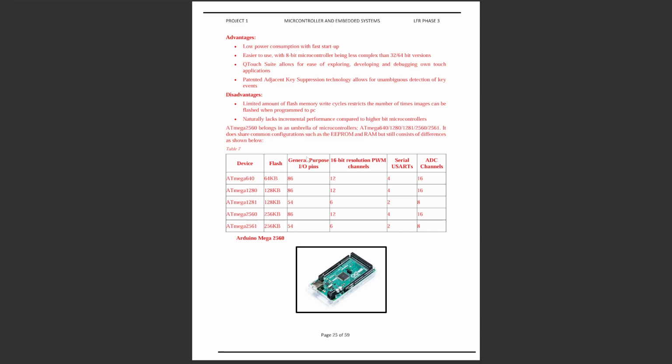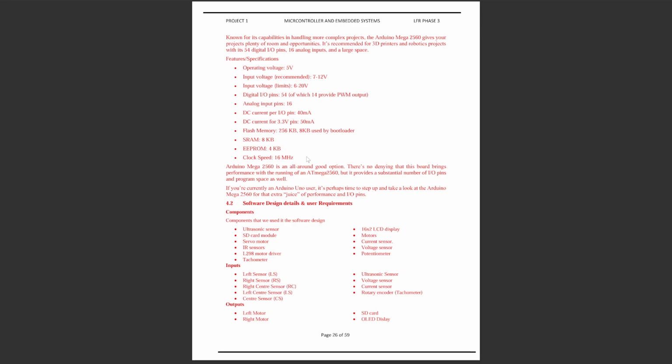One advantage is low power consumption with fast startup, and a disadvantage is that it naturally lacks incremental performance compared to high bit microcontrollers. For these basic small projects, an Arduino Mega 2560 is more than enough. We could even have used an Arduino Uno, but due to lack of pins, we had to use an Arduino Mega 2560. Their specification is given here. The software details and the user requirements are given here.